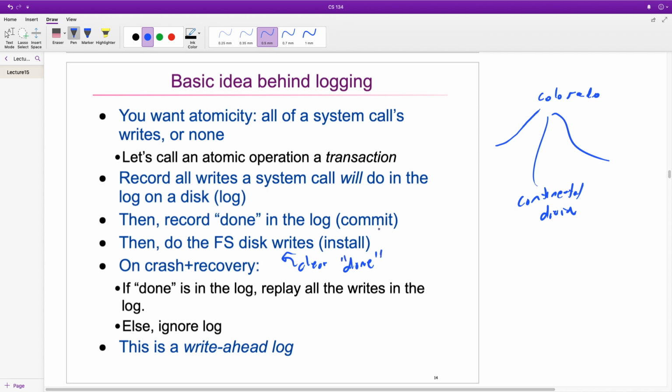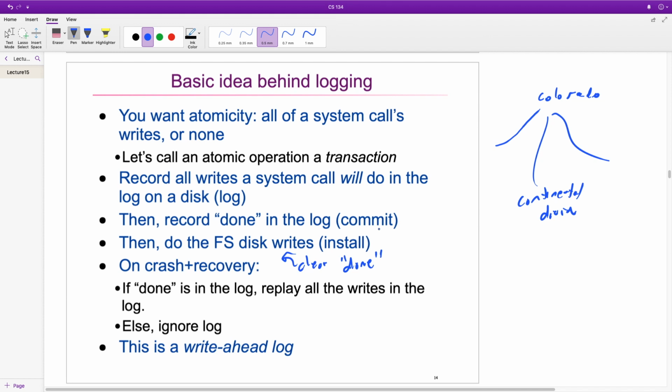All right, so if we didn't have any crash, that's fine. It seems like extra work because we wrote to the disk and then we wrote to the disk again. But if we do have a crash, we look at the log and we see, is there a done there? If there's not a done there, don't do anything. Just fall back to the left, ignore the stuff in the log. It's not going to the file system. It's as if that system call didn't happen. If there was a done, we're going to replay all the writes.